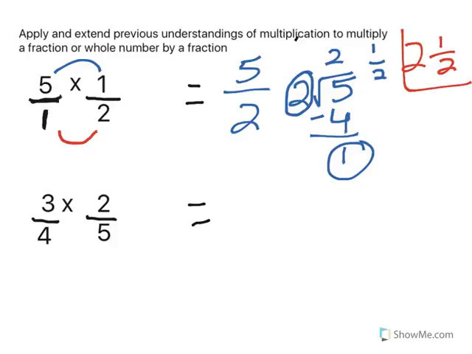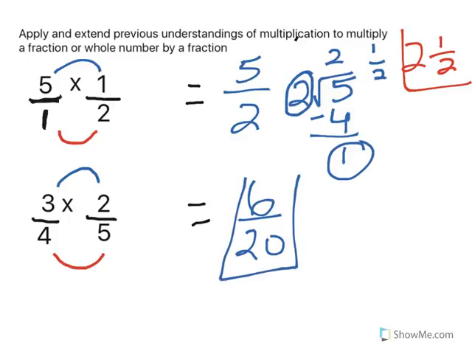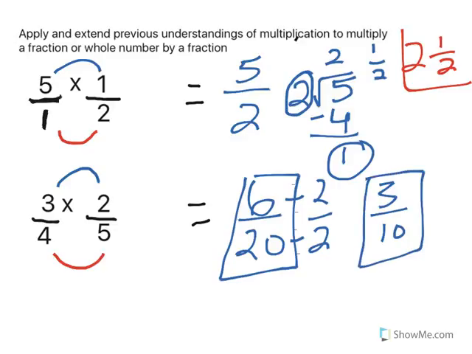Okie dokie. Let's go on to our next problem. We have 3/4 times 2/5. We do the denominators times each other and the numerators times each other. So 4 times 5 is 20, and 3 times 2 is 6, which can be our final answer. Or we can simplify it down, divide both by 2, because 2 goes into both these numbers, to get 3/10. But 6/20 would work as well.